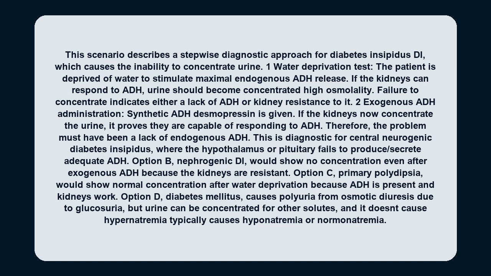Option B, nephrogenic DI, would show no concentration even after exogenous ADH because the kidneys are resistant. Option C, primary polydipsia, would show normal concentration after water deprivation because ADH is present and kidneys work. Option D, diabetes mellitus, causes polyuria from osmotic diuresis due to glucosuria, but urine can be concentrated for other solutes, and it doesn't cause hypernatremia; it typically causes hyponatremia or normonatremia.